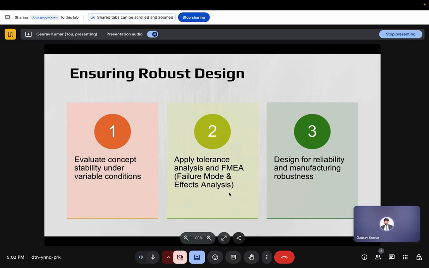So where variability persists, we add margin or adjust the control strategy. Reliability thinking, load spectra, and environment are folded in early. So late fixes are costly. Manufacturing capability informs the tolerance. So robustness is the difference between a good prototype and a good product.